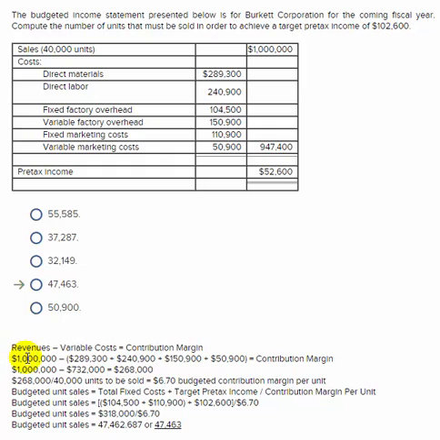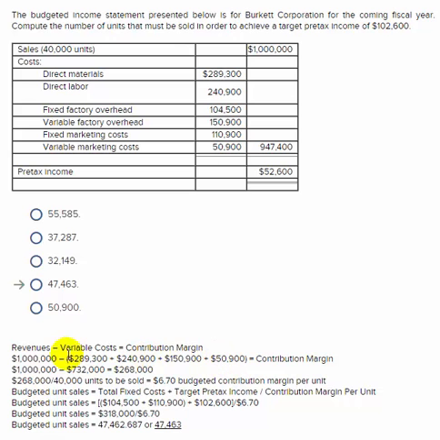So $1 million for sales up there minus all the variable costs. The variable costs are as follows: 289,300, which is direct materials, a variable cost that goes up and down with volume; direct labor, which is 240,900; $150,900, which is variable factory overhead; plus $50,900 of variable marketing cost. So we've got 4 variable costs. We're going to add them all up and subtract them from sales.